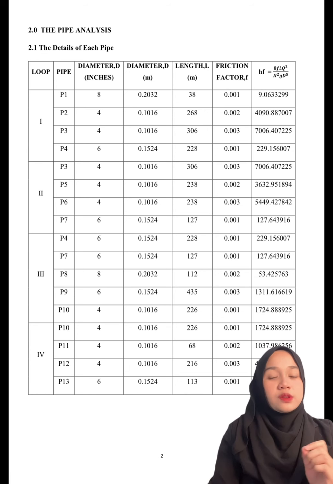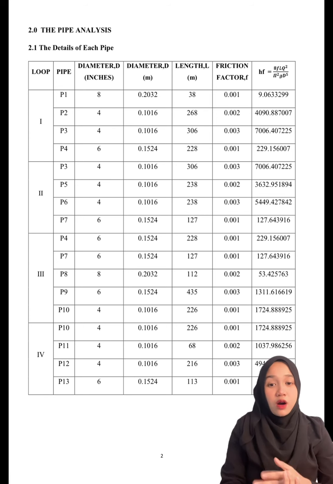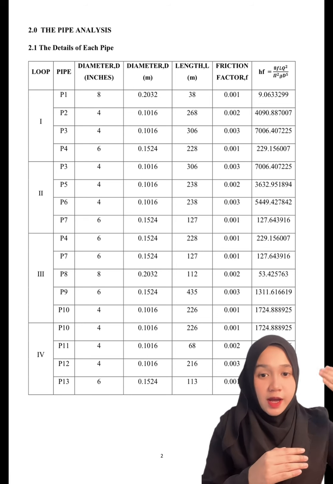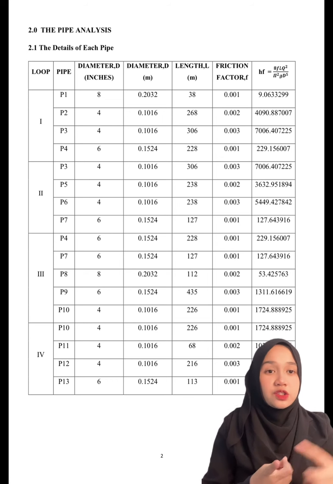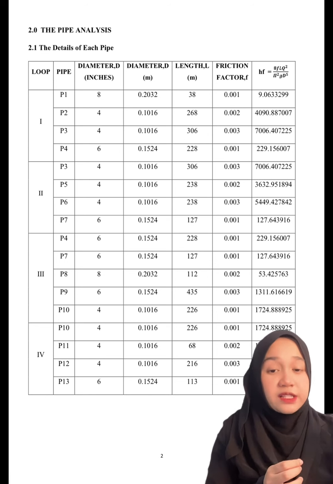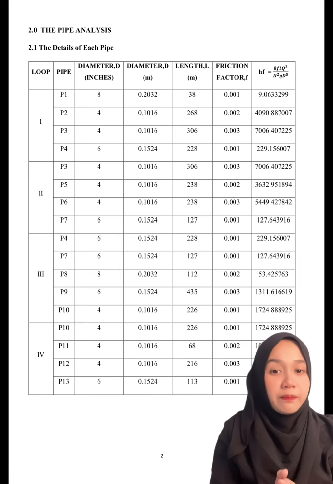The second pipe from loop 1 we got 4 inches, 0.1016 meter, 268 meter for length, 0.002 friction factor, and from the Darcy-Weisbach equation we got 4090.887007. That is the method for every loop and every pipe, as I have said just now: the diameter in inches, the diameter in meter, the length in meter, the friction factor, and using the Darcy-Weisbach equation. That's all for the details of each pipe.